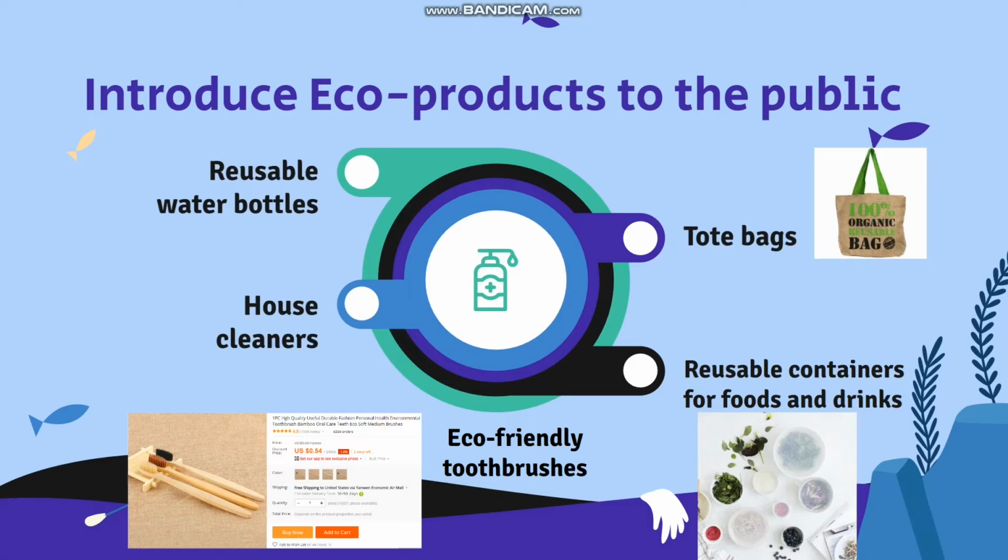Second, house cleaners. Natural elements like vinegar, baking powder, and some types of oils can be used for cleaning houses. The house cleaners available on the market consist of lots of chemicals which can contaminate the water when they are no longer used or when we throw them away into the water.